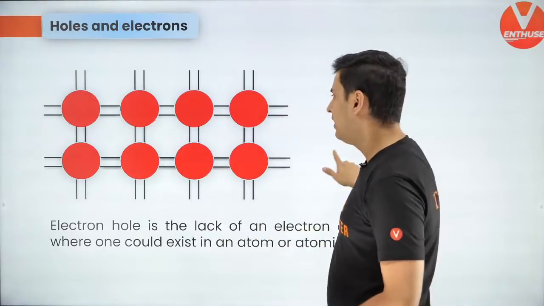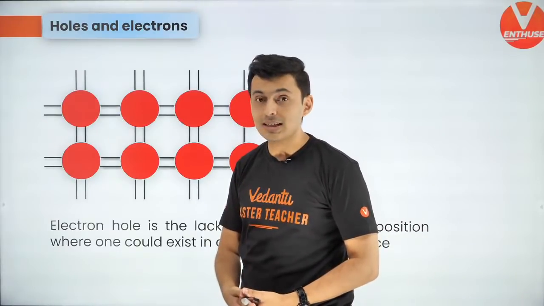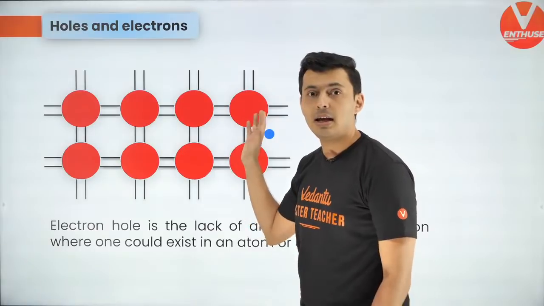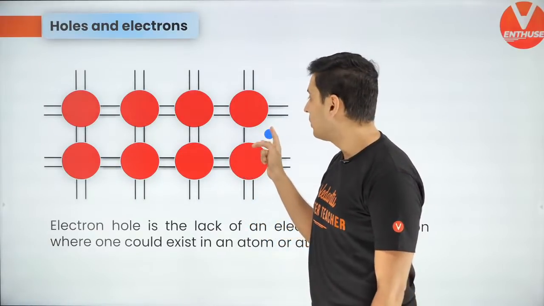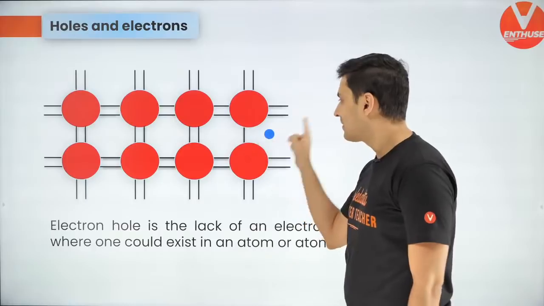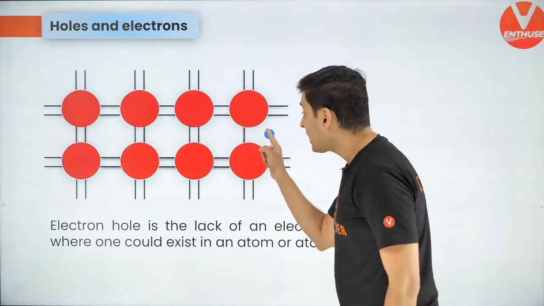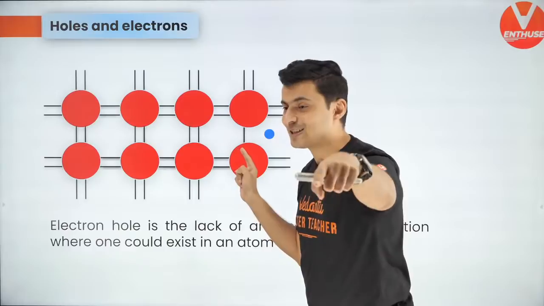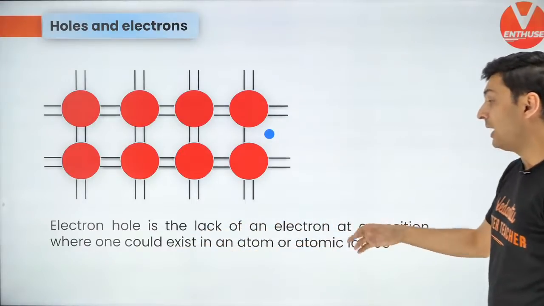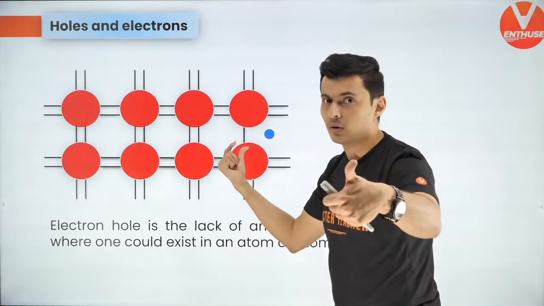Once a bond is broken, you will have a free electron, and there is going to be a vacancy over here. These two atoms will be like, hey, this electron left us. Oh my God, who is going to fill the void? The electron has left them because of the strain in the relationship between them. So that vacancy is called a hole. An electron hole is the lack of an electron at a position where one could exist in an atom or atomic lattice.